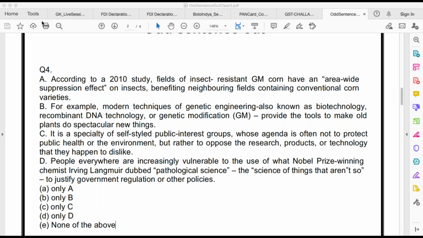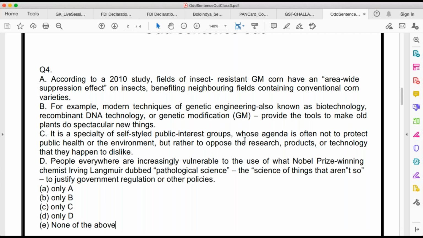D, C, B. Because I am talking about the unnecessary regulation of GM crops by governments and criticism by self-styled public interest groups to research like modern techniques of genetic engineering. Can I say this? I'm talking about D, C, B. Yes. Yes, Saloni, you are correct.